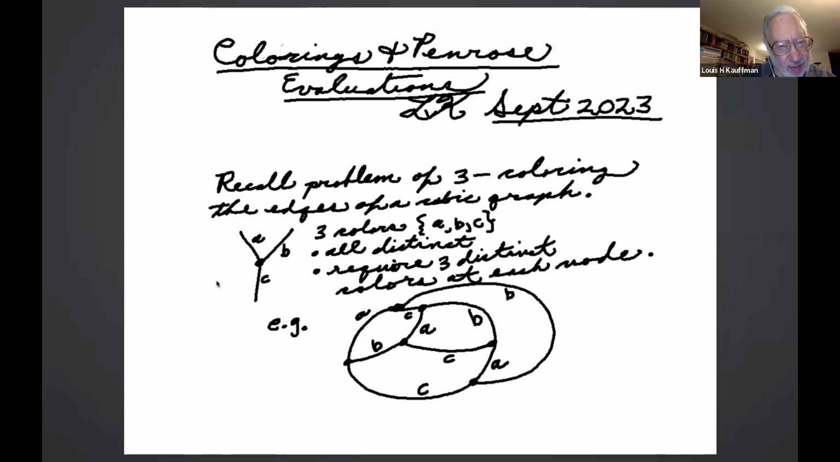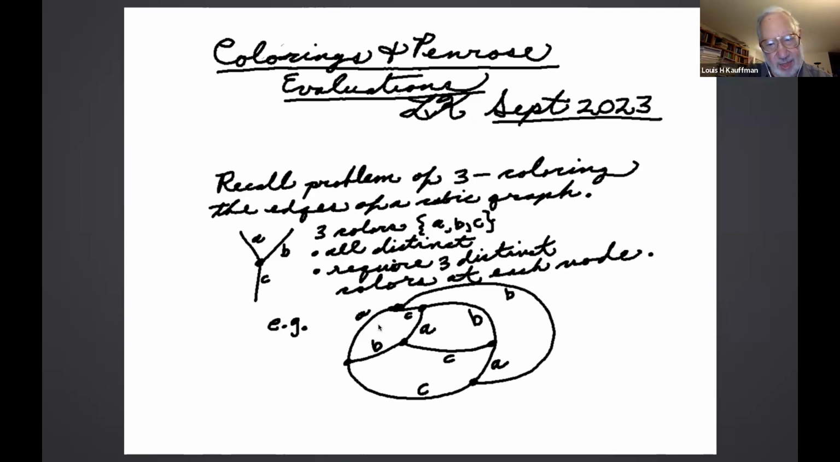Let's recall how this begins. This is pure graph theory, not topology yet. Recall the problem of 3 coloring the edges of a cubic graph or a trivalent graph. I mean that every vertex of the graph has 3 edges coming into it, every node. And we have 3 colors, where they could be 1, 2, 3, or A, B, and C. And at every node, we wish to have 3 colors appearing at that node.